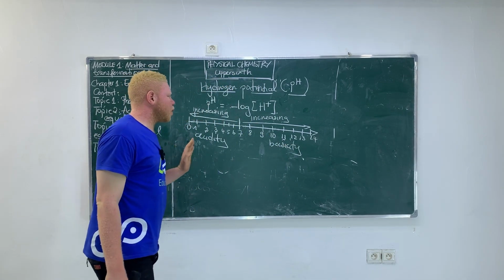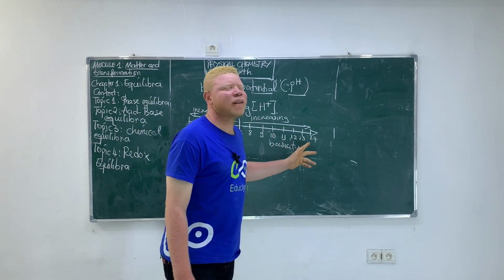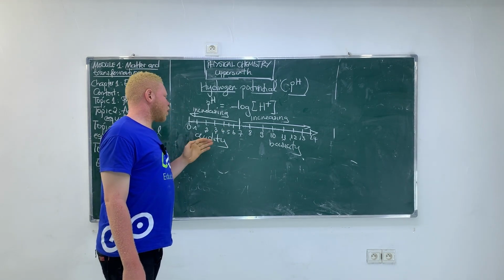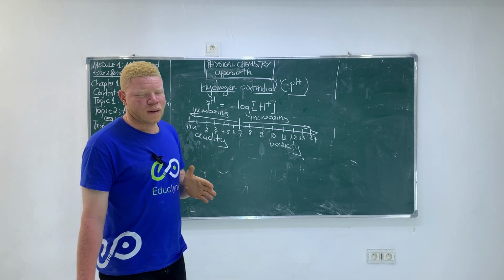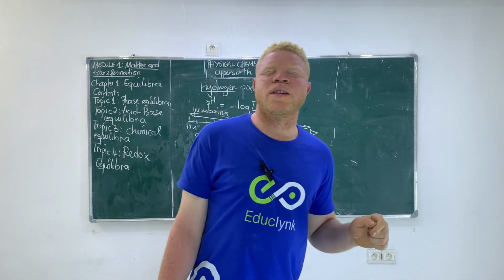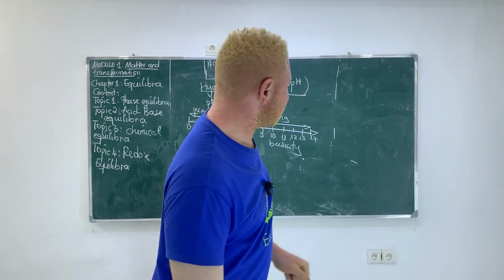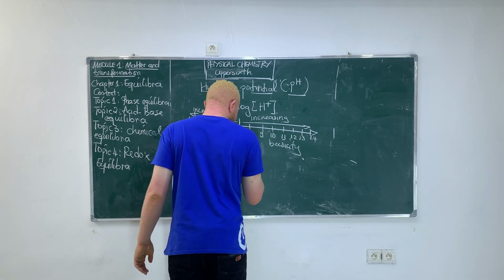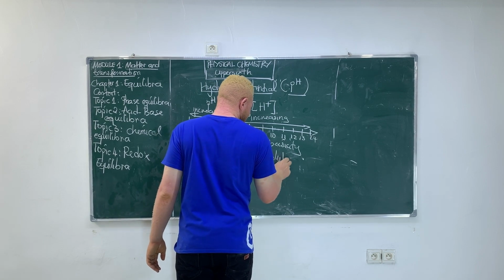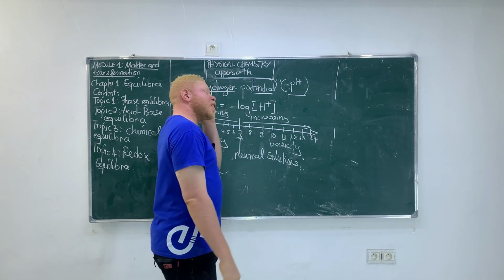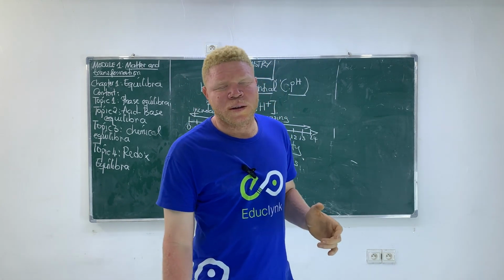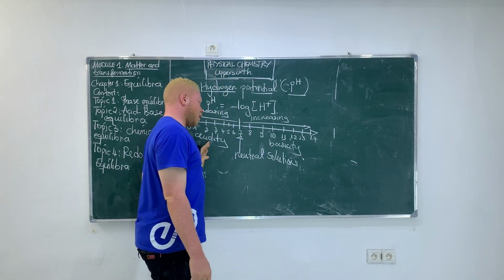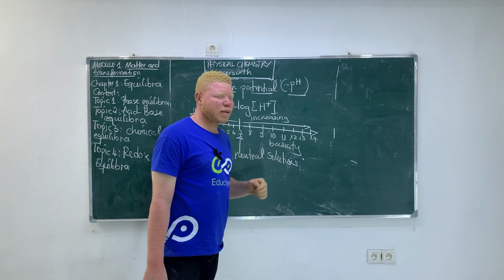For substances with pH greater than 7, they are basic solutions. Substances with pH less than 7 are acidic solutions. So 7 is the middle. For substances with pH 7, they are neither acidic nor basic. pH 7 are neutral solutions. Neutral means they are neither acidic nor basic; they are in between acids and bases. If your pH is less than 7, you're acidic. If your pH is greater than 7, you're basic.